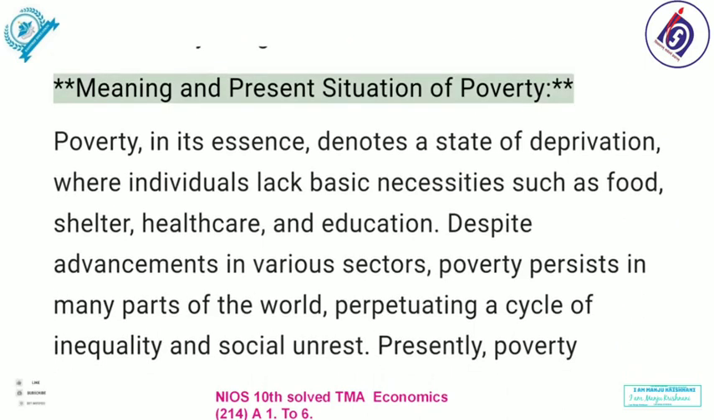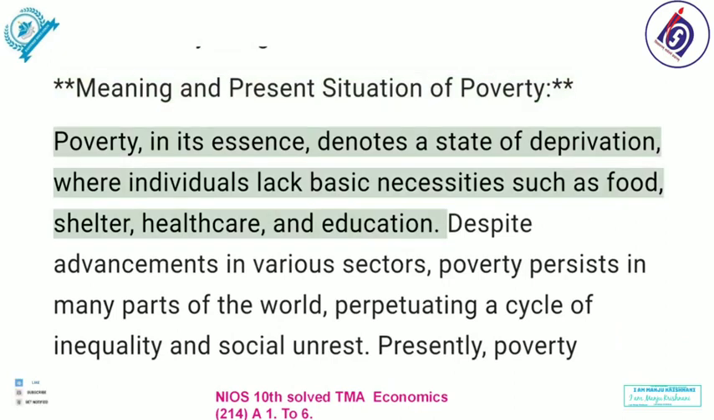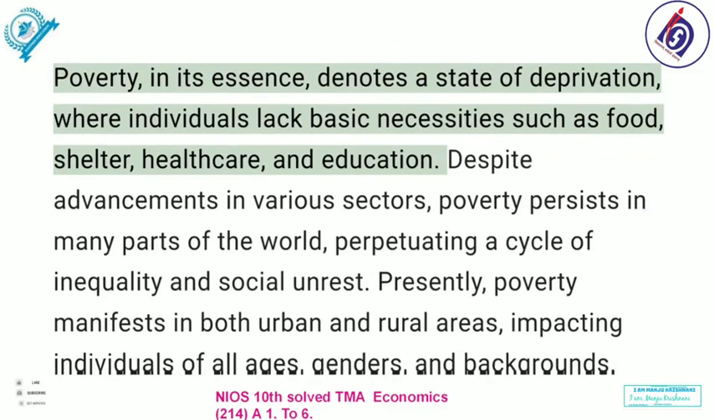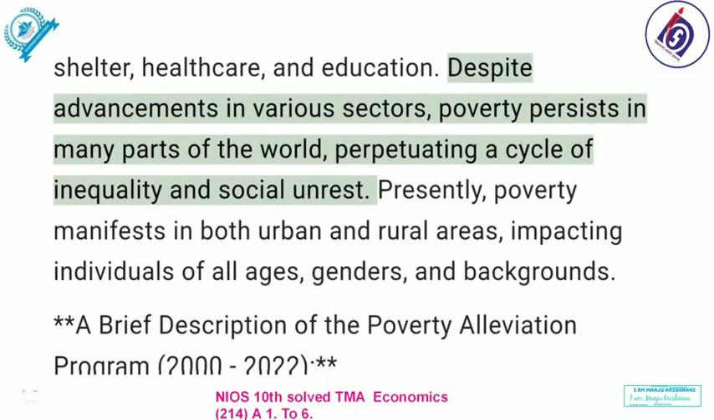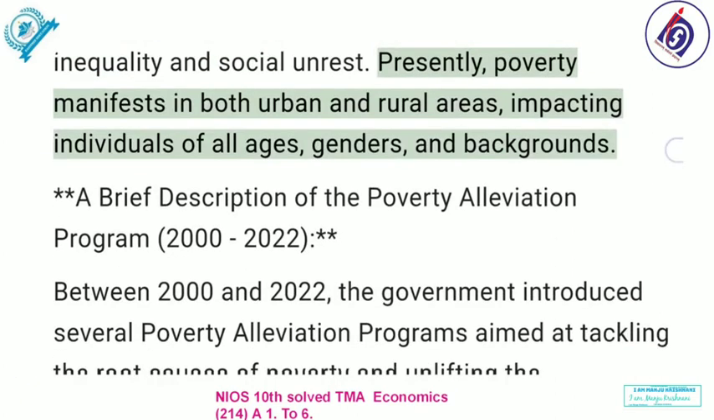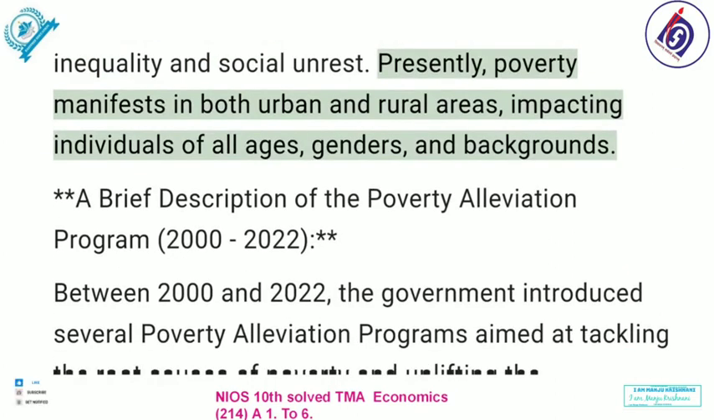Meaning and present situation of poverty. Poverty, in its essence, denotes a state of deprivation, where individuals lack basic necessities such as food, shelter, healthcare, and education. Despite advancements in various sectors, poverty persists in many parts of the world, perpetuating a cycle of inequality and social unrest. Presently, poverty manifests in both urban and rural areas, impacting individuals of all ages, genders, and backgrounds.